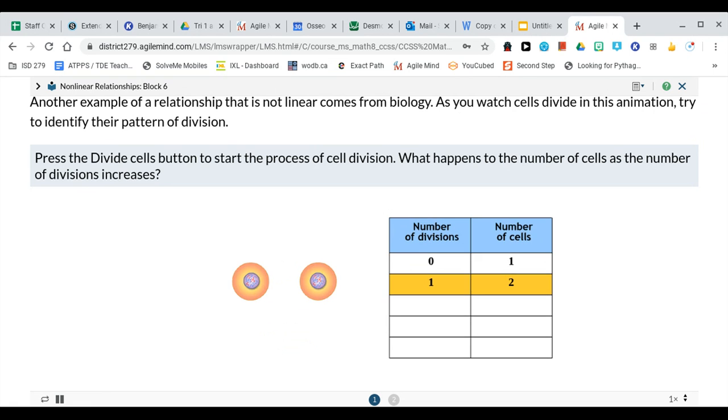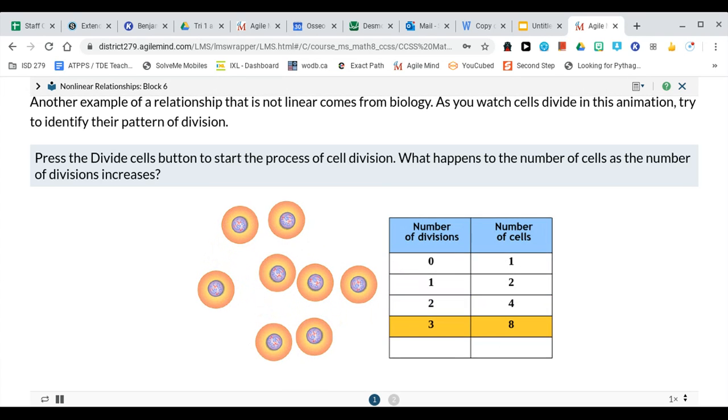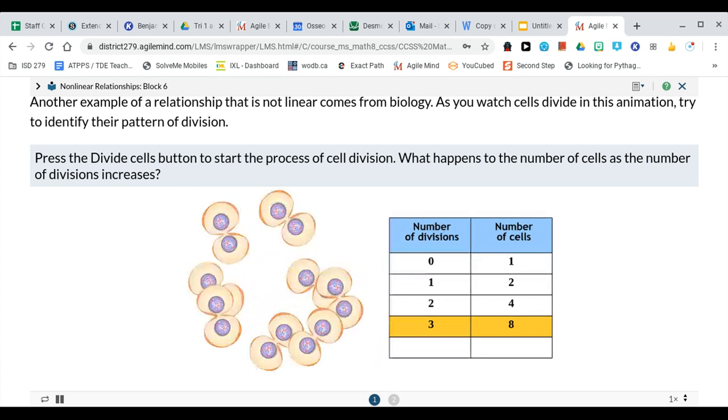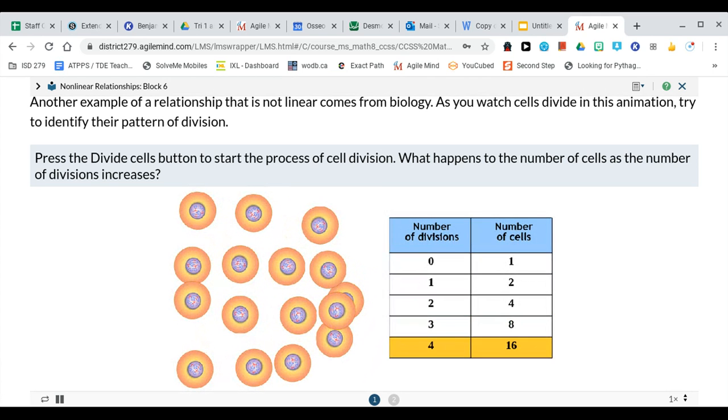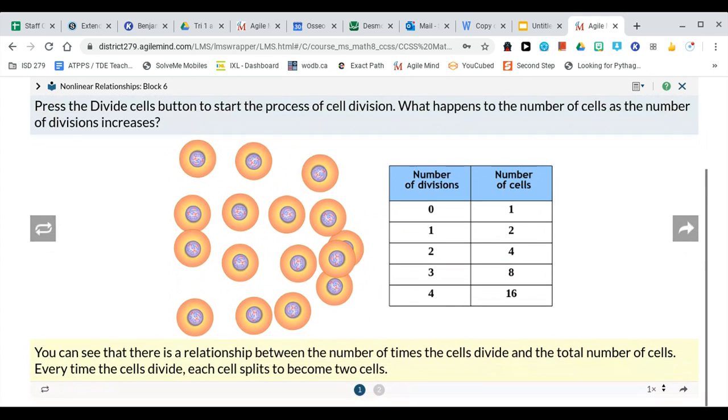the one cell now turned into 2. 2 cells turn into 4. 4 cells turn into 8, at division 3. And then after 4 divisions, we have 16 cells. So you can see there's a relationship between the number of times the cells divide and the total number of cells. Every time the cell divides, each cell splits to become 2 cells. So every time they divided, each one divided into 2.